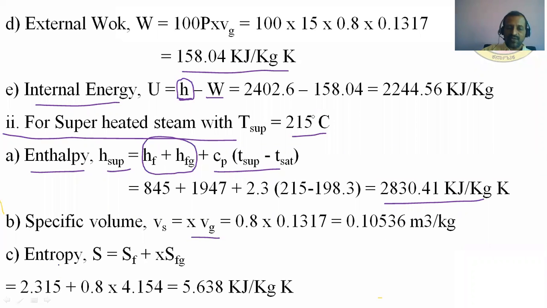Then go for entropy. Entropy S is equal to Sf plus x Sfg. So that is equal to 2.313 plus 0.8 into again 4.154, that is equal to 5.638 kilojoules per kg K.